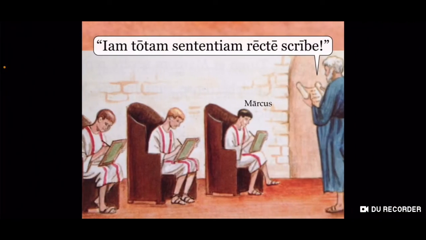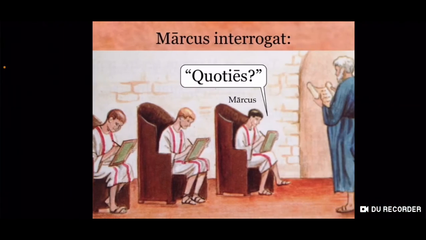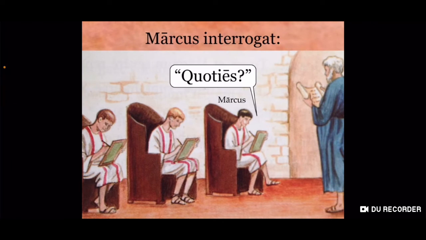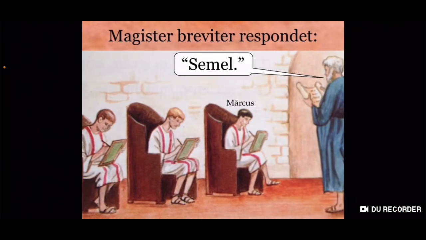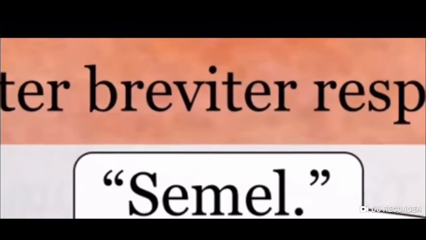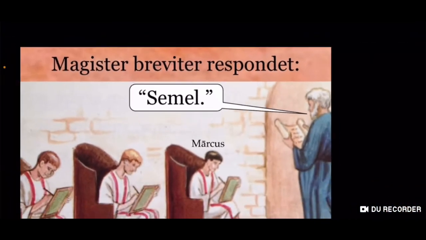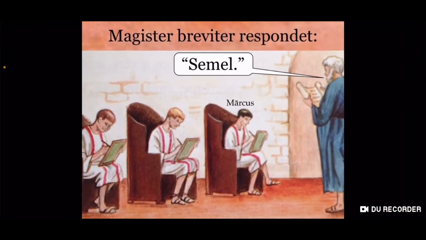Iam totam sententiam recte scribe. Now write the whole sentence correctly. Marcus interrogat, quoties? How many times? Marcus asked. Magister breviter respondet, semel. The teacher responded briefly, once. You can see the word brief comes from brevis, short or brief.